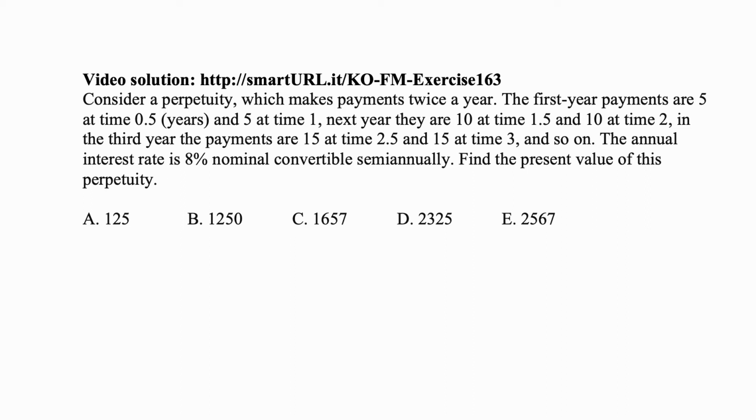Consider a perpetuity which makes payments twice a year. The first year payments are 5 at time 0.5 years and 5 at time 1. Next year they are 10 at time 1.5 and 10 at time 2. And the third year the payments are 15 at time 2.5 and 15 at time 3 and so on. The annual interest rate is 8% nominal, convertible semi-annually. Find the present value of this perpetuity.